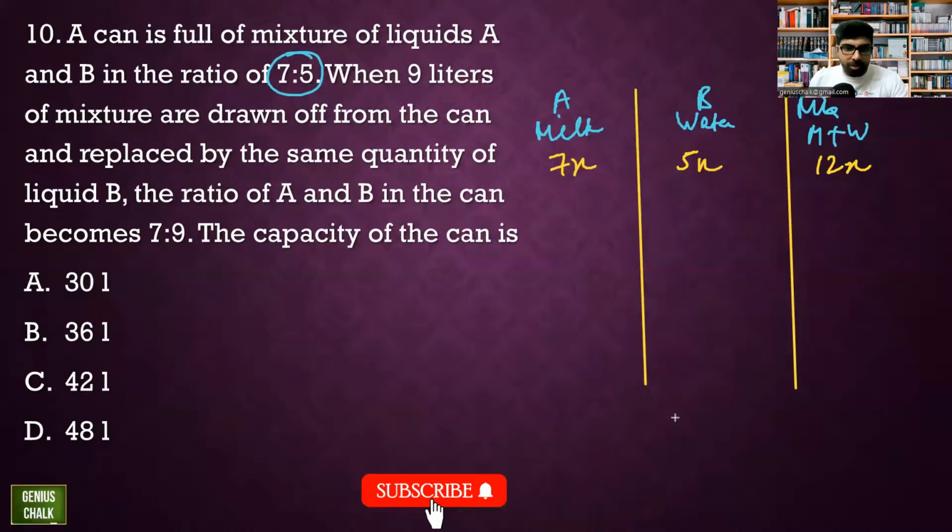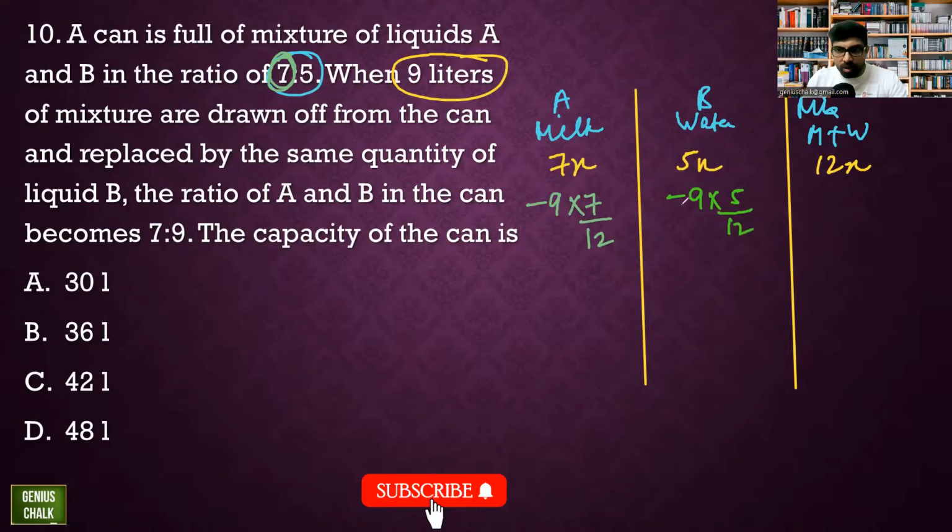Now what is the first step? The first step says that 9 liter of mixture is drawn. So as we have discussed, when we draw 9 liter, it will be minus 9 into 7 by 12, because 7:5 is the ratio where 7 is the ratio of milk, which is liquid A, out of total 12. That's why I have written 12. I hope you are getting this point. Now this also 9 into 5 by 12, because this is 5, the total is 12. And here also we are drawing 9 liter of mixture, so directly 9 liter will come out.